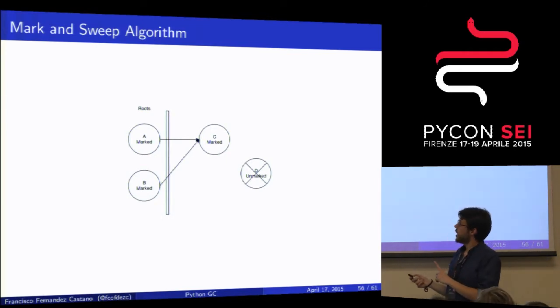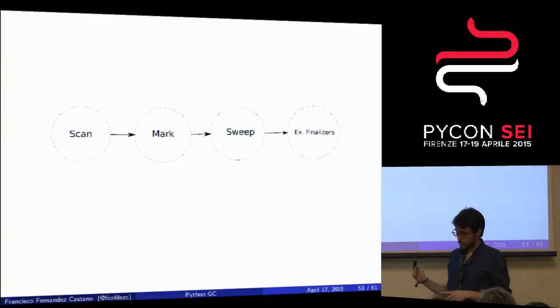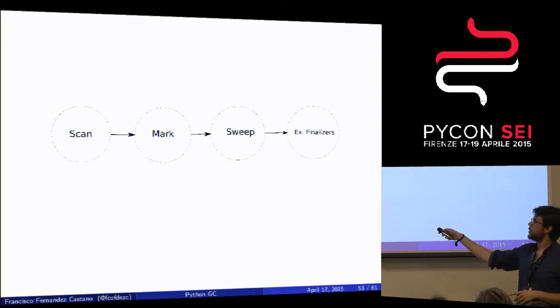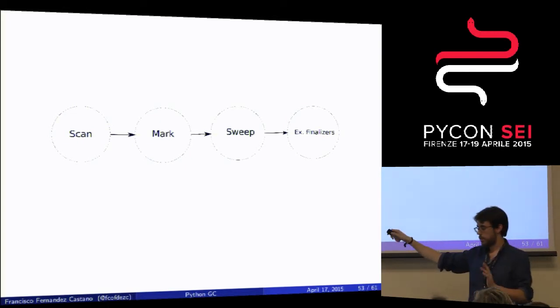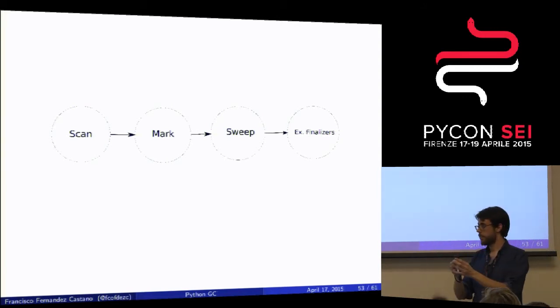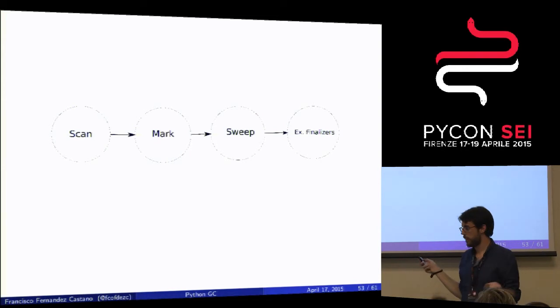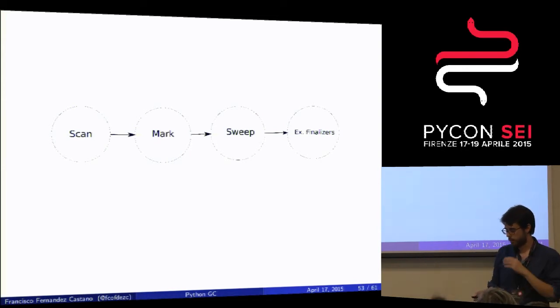So, how does PyPy deal with finalizers? This is how it works. It's something like a state machine. It scans, that is, iterates over this nursery, mark, sweep. At the end of the collection, it executes the finalizers of the ones that are alive. It's another approach of doing that.